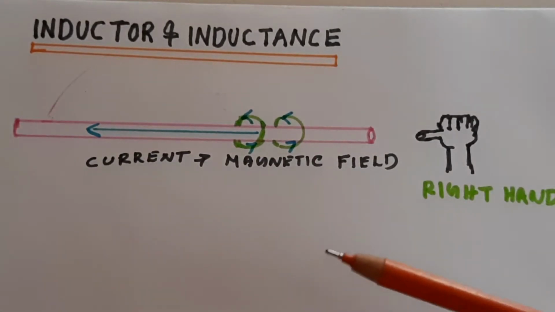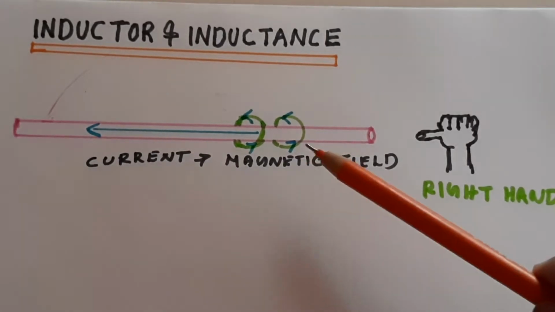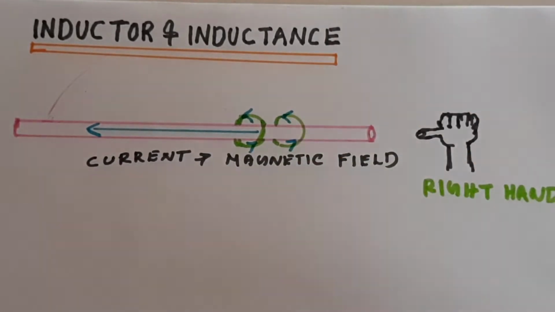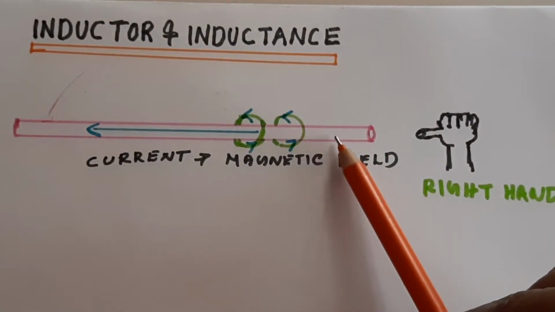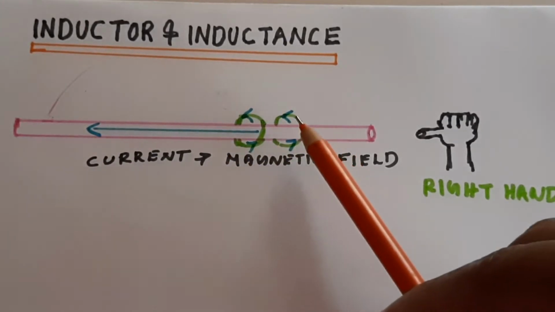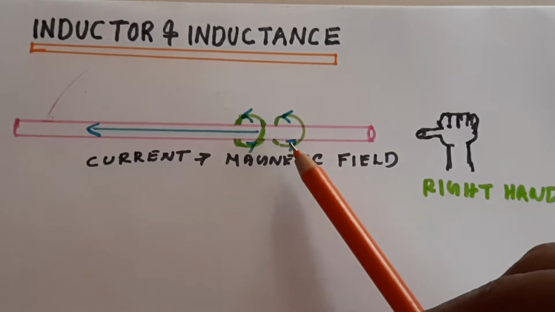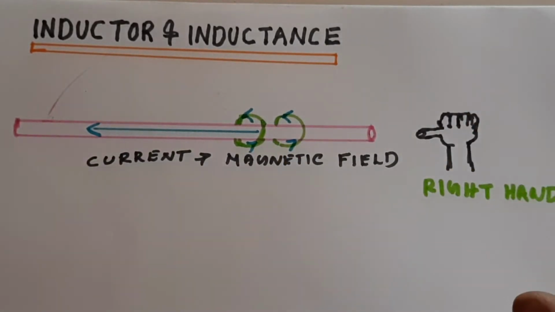What is this magnetic flux actually doing? This flux does not want to change. If we consider 1 ampere of current flowing through it, there will be a certain amount of flux, and this flux wants to stay constant, and it does not want to change.